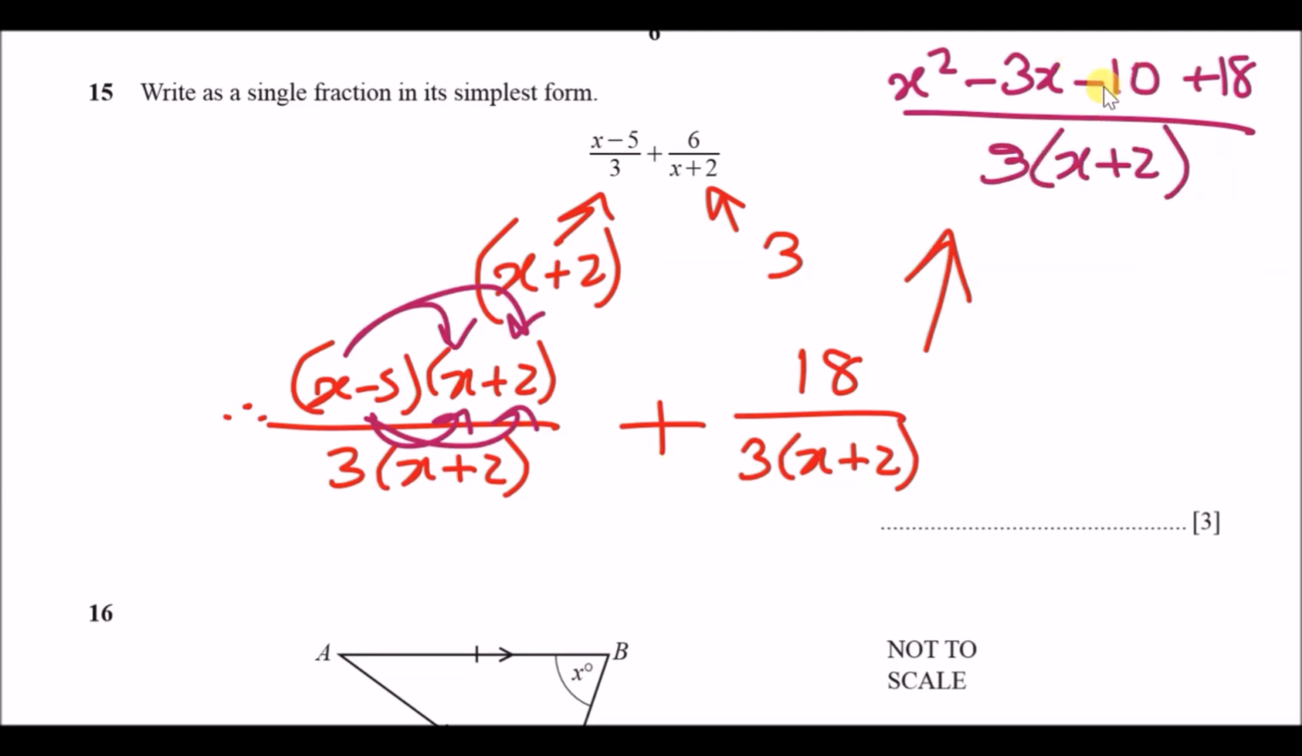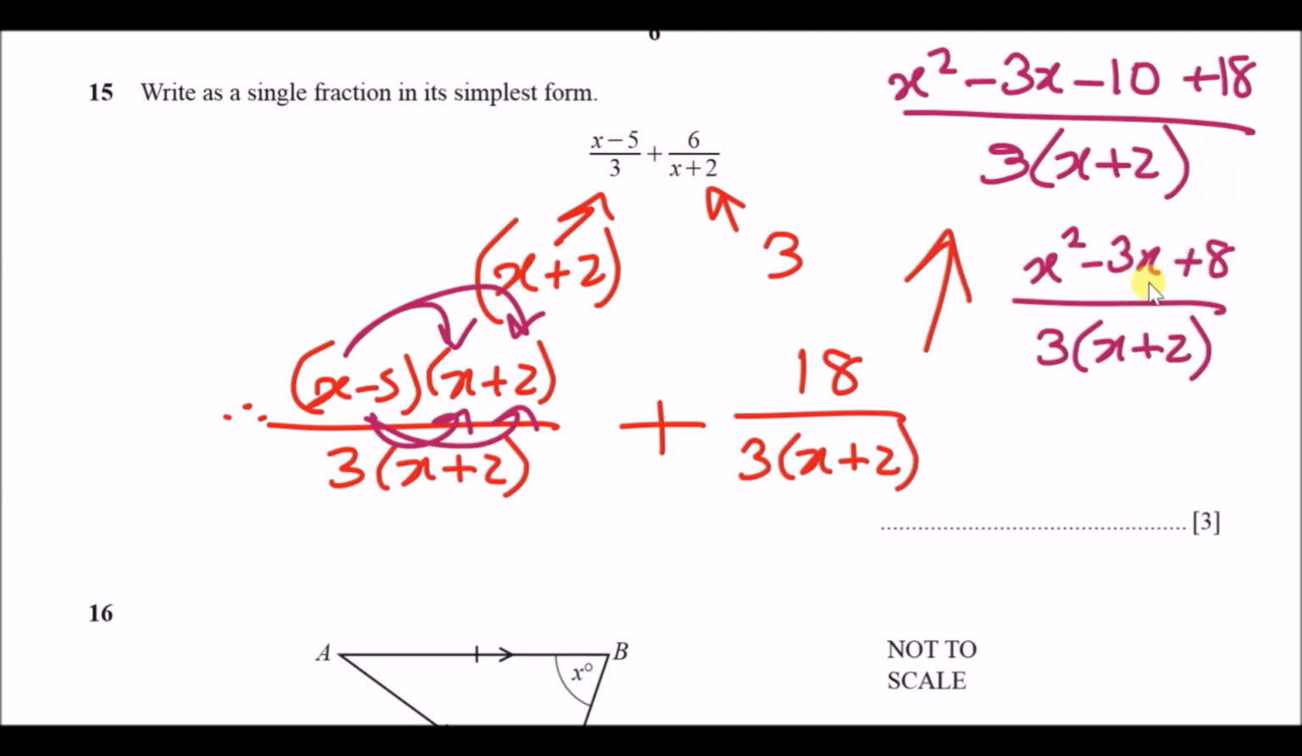Now we're going to see if we can simplify this further. So let's have a look. So we've got minus 10 plus 18. That breaks down to 8. So we're going to have x squared minus 3x plus 8 over 3 times x plus 2. Can we simplify this further? Let's see. 8.